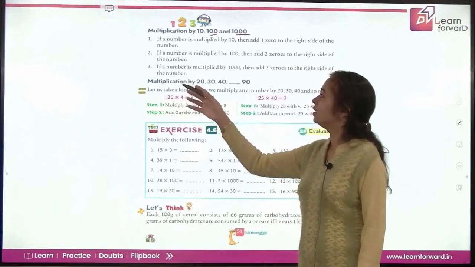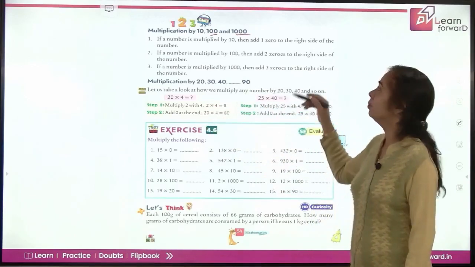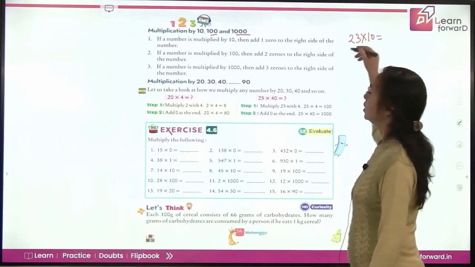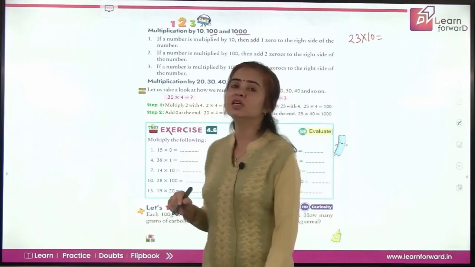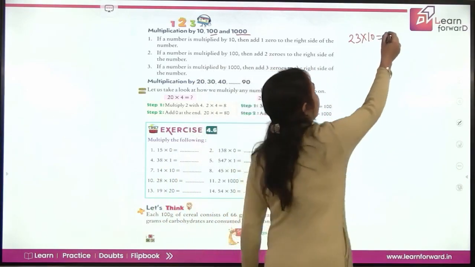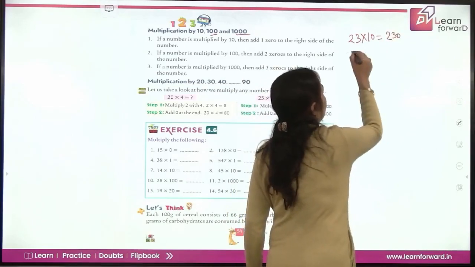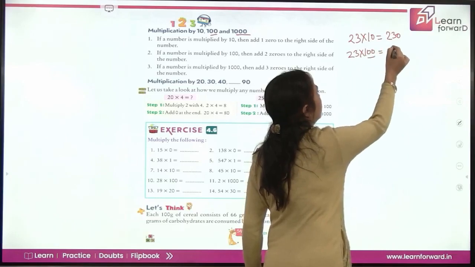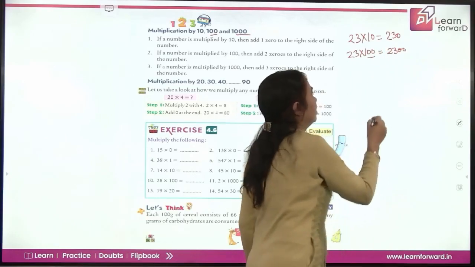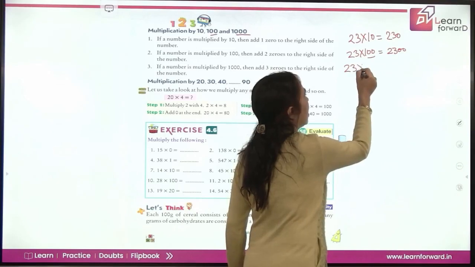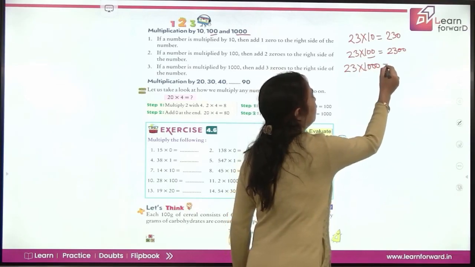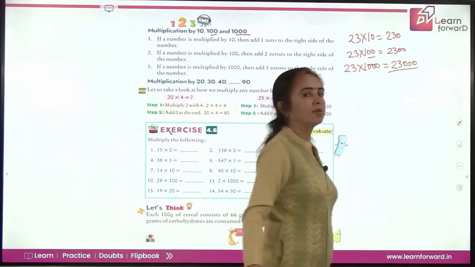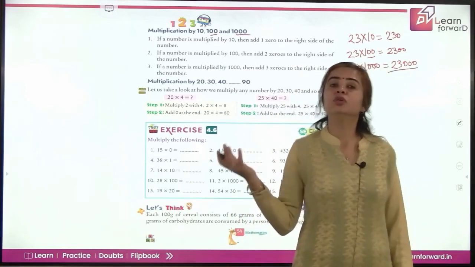If you have to multiply any number by, suppose the number is 23. So 23 times 10. So to the multiplicand, you will just put a 0 after it. You get 230. If you multiply by 100, put 2 zeros after the multiplicand, you get 2300. When you have to multiply by 1000, now put 3 zeros after the multiplicand, you get this number, right? So simply you have to put zeros.